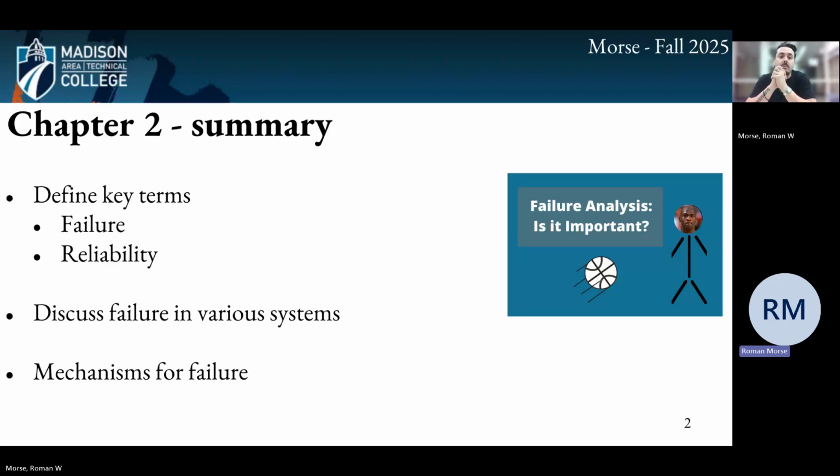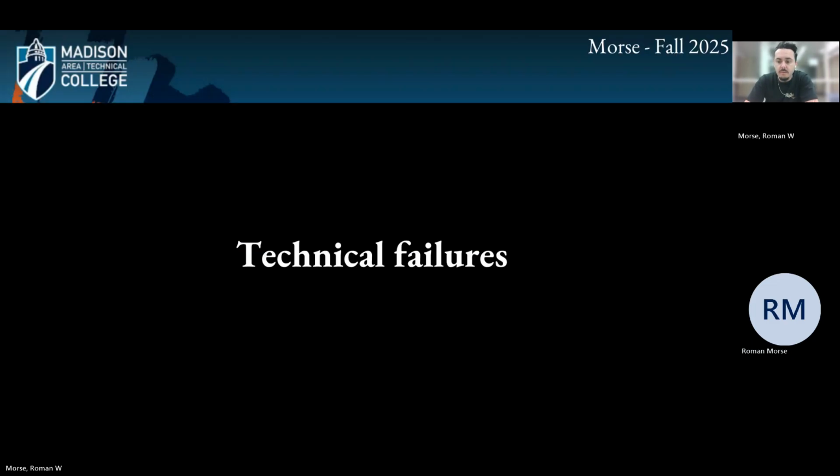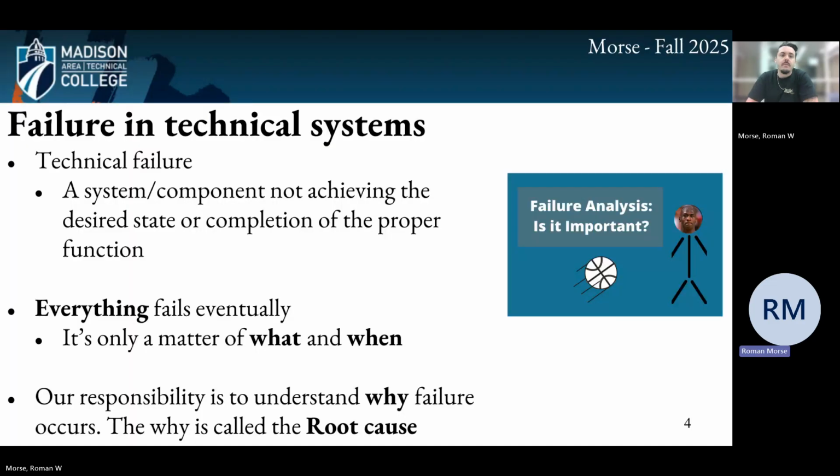We're going to discuss what it means for something to fail in a technical system. We're also going to discuss what reliability is. Those are kind of related, as you can guess. Then we're going to talk about the various types of failure that can occur, mechanisms for failure, impacts of failure, and then a few metrics too. So how we can actually put a numerical value on a component and associate an actual time frame with an expected failure.